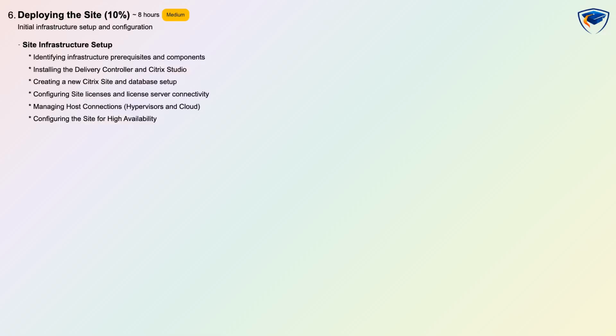Deploying the site is 10%, focuses on initial infrastructure setup and configuration, is medium, and estimates 8 hours. This domain walks through infrastructure prerequisites, installing the delivery controller and Citrix Studio, and creating a new Citrix site with database setup. You will configure site licenses, connect to the license server, and manage host connections for Hypervisors and cloud. The syllabus also covers configuring the site for high availability to ensure resilience and continuity.